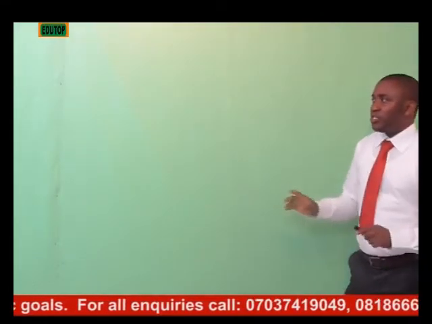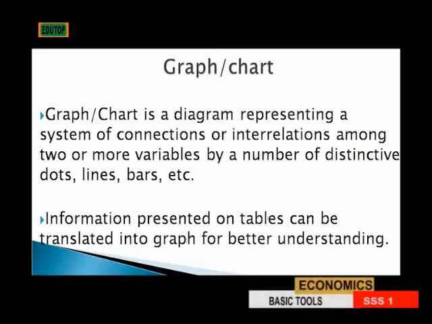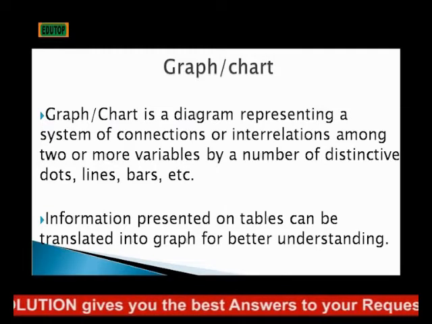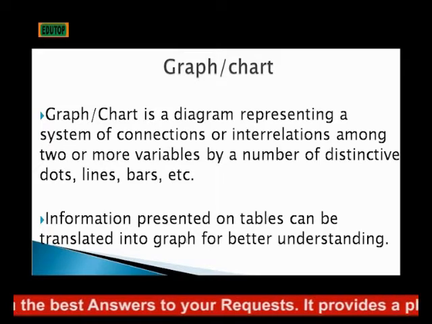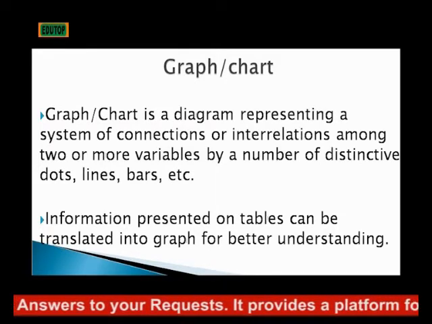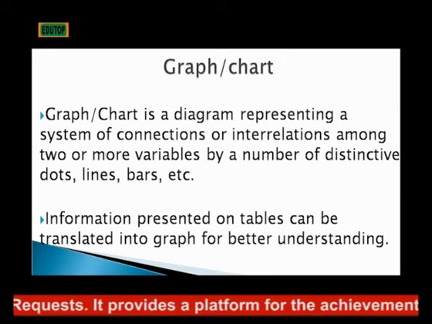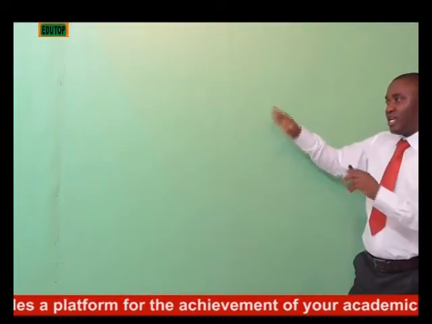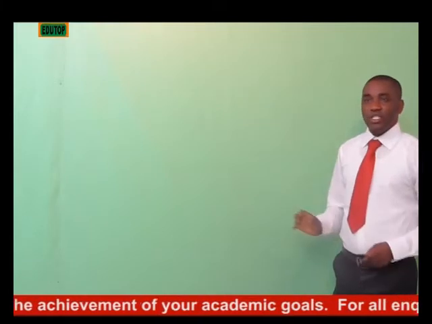Then other tools that we use is what we call charts or graph. This is a diagram representing a system of connection or interrelation among 2 or more variables by a number of distinctive dots or lines or bars or etc. That is chart or graph. The information presented on table can be translated into graph for better understanding. When we want to see the flow of the data or the move of the data, we can put it in a chart or in a graph.